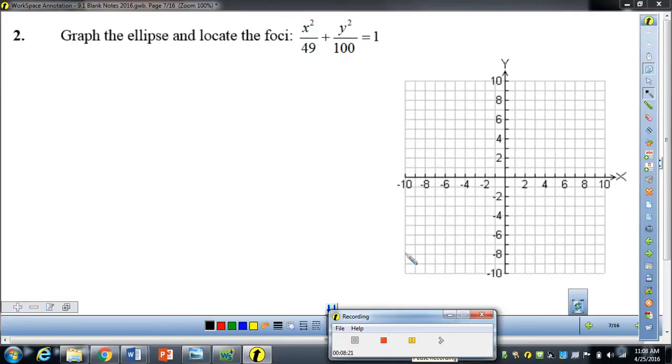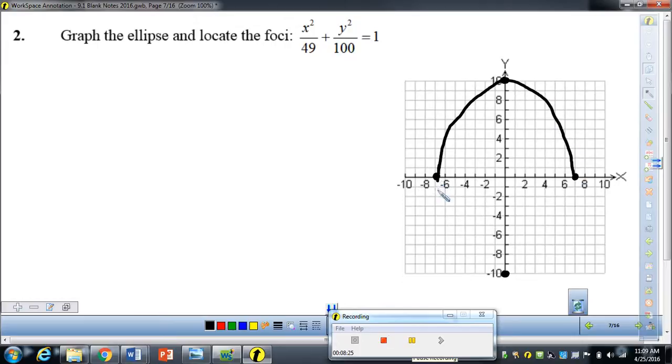All right, let's try this one. So doing the same thing, but we've got a different equation. This time the square roots of 49 are +7, -7. Square roots of 100 are 10 and -10. So this is going to be a larger ellipse. It's going to take up more of our graph space. We'll see if I can draw this one any better. The top part looks okay. Kind of looks like an egg shape there.